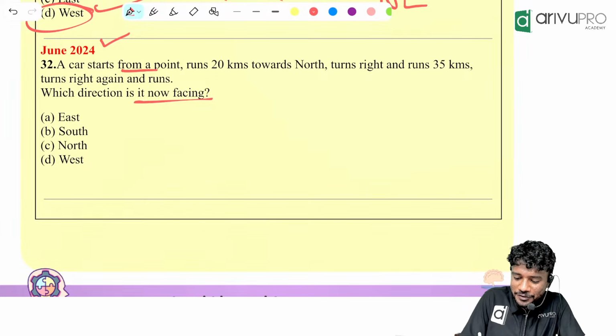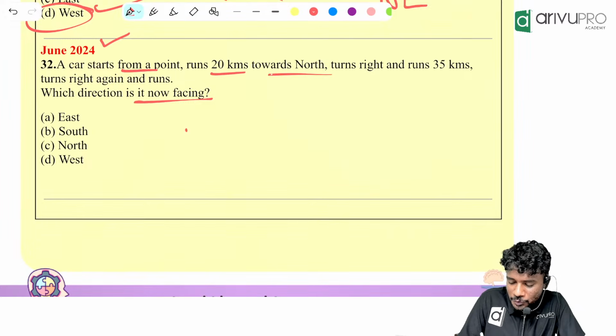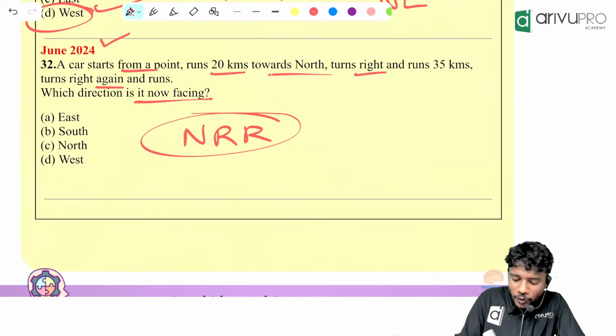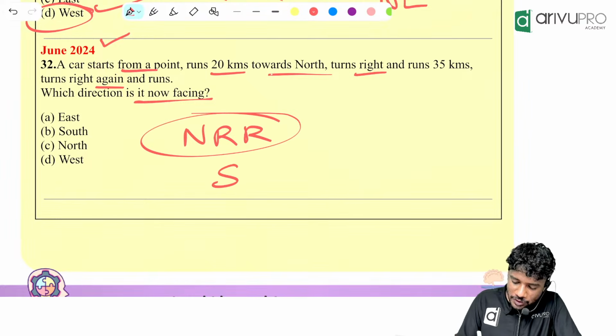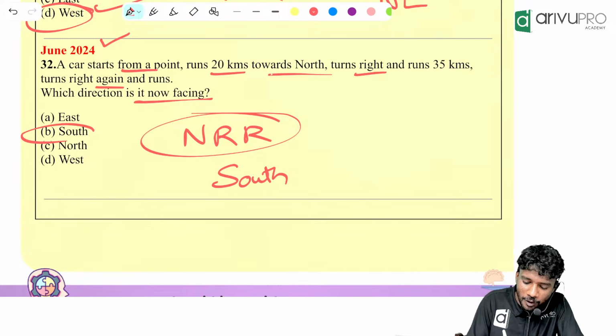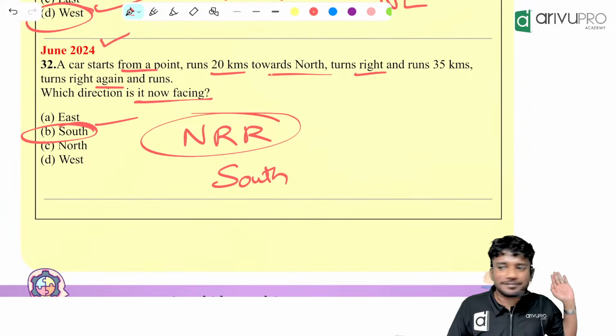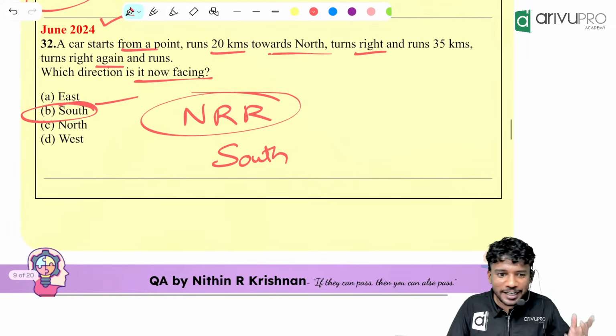A car starts from a point 20 km towards north. Then took a right turn. Then took a right turn. North, right is what, people? South. Which option is the answer? Option B. Direct question. Facing now means very, very direct.